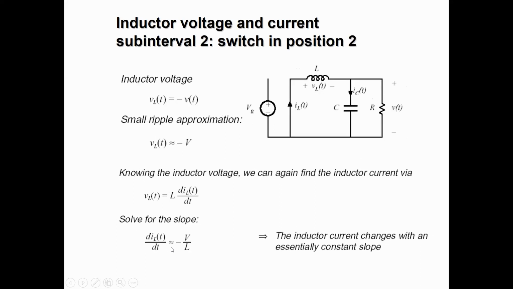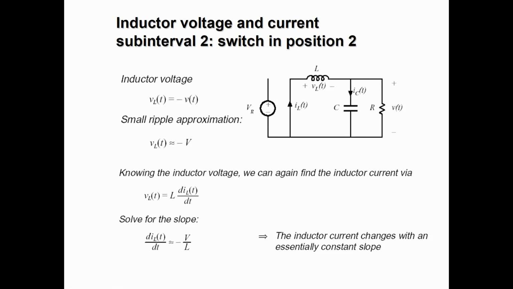Now, when the switch is connected at position 2, what is the inductor voltage equal to? The inductor voltage VL is equal to minus VT. If we apply KVL over here, VL is equal to minus VT. Then apply the small ripple approximation on this equation. So VL is approximately equal to minus V, where V, after approximation, is the DC voltage.